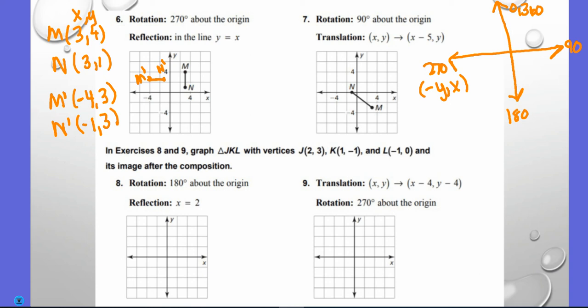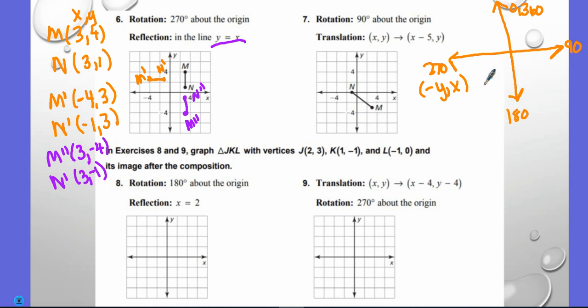Well, there we go. We have a rule for that one, and all we have to do is just switch x and y. So to get the M double prime, you get 3, negative 4, and then N, 3, negative 1. That's the rule for y equals x. It's just to switch x and y. Okay, so here we're going to go 3, negative 4, and that's going to be M double prime, and then we're going to go 3 and negative 1 right here. And that's N double prime, and you finish.